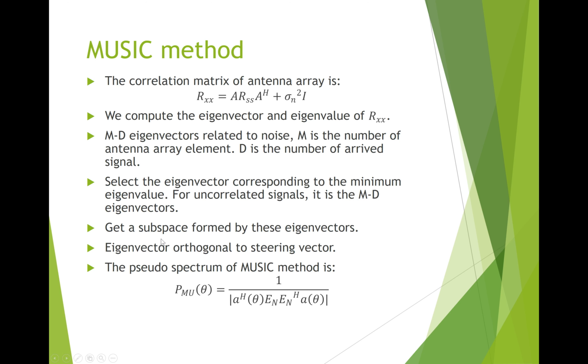Then we can form a subspace formed by these eigenvectors, and these eigenvectors are orthogonal to the arrival steering vectors. Therefore, we can create a pseudospectrum like this. We put the arrival steering vector times the eigenvector, which is 0. Then we can get the function to the maximum at the angle of arrival.